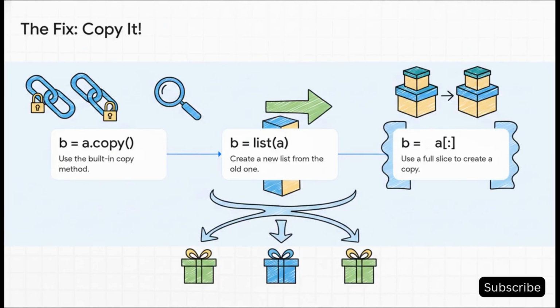So what's the fix then? How do we get around this? Well, you have to be super explicit. If you want a brand new, separate list, you have to actually ask for one. You can use the .copy method, you can use the list constructor, or you can use a full slice like a[:]. All three of these tell Python, hey, I don't want another label, I want a whole new object.